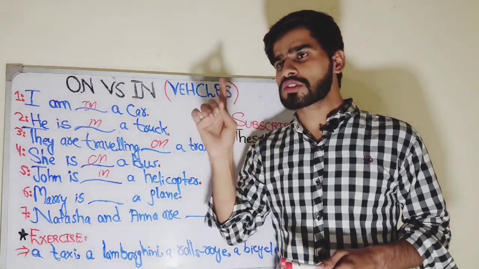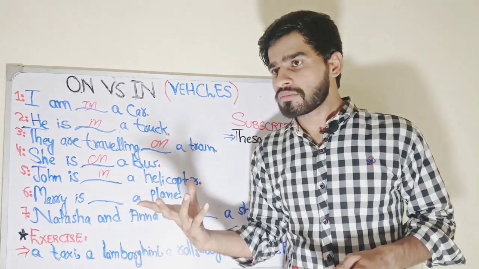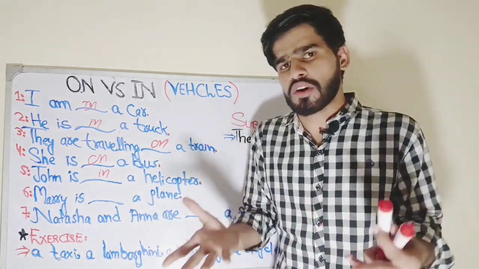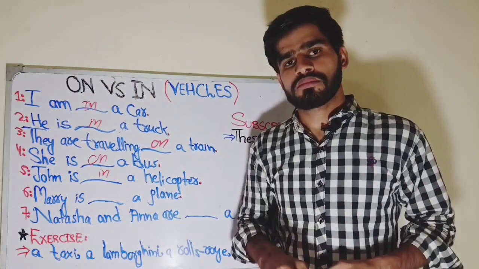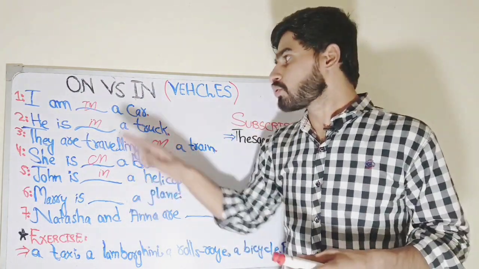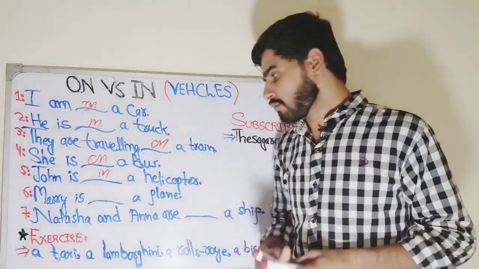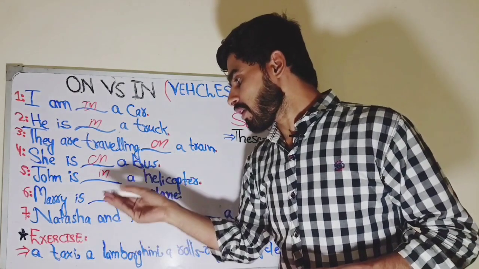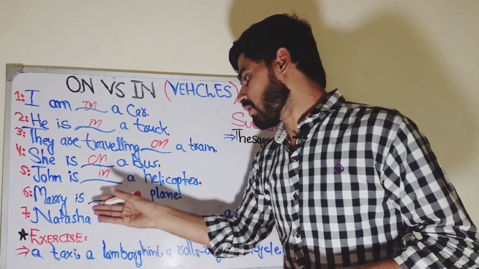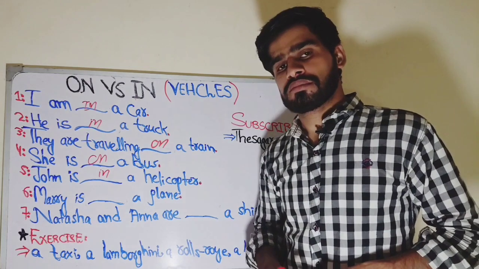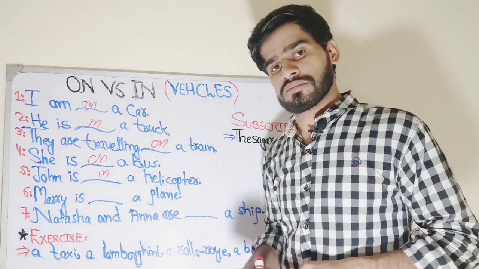So you have to apply the concept. Which vehicle is it? Can we walk? Yes, we can walk, use on. If we cannot walk, use in. That's all. Well, Mary is what? Dash a plane. In, on.